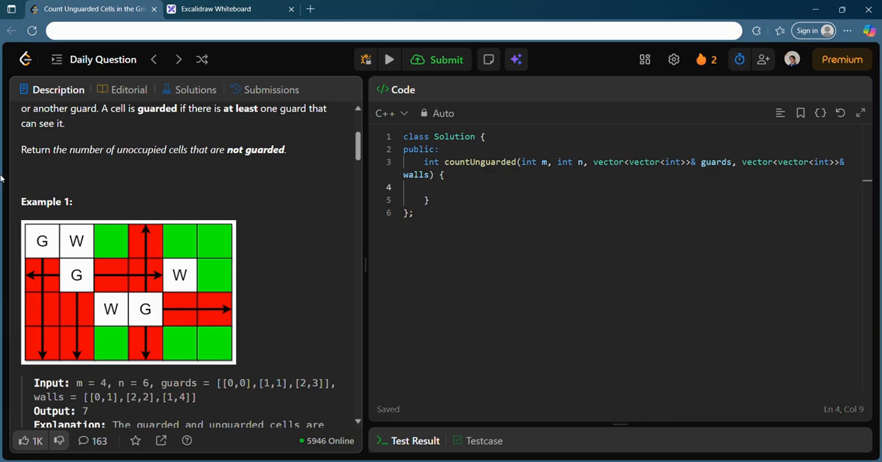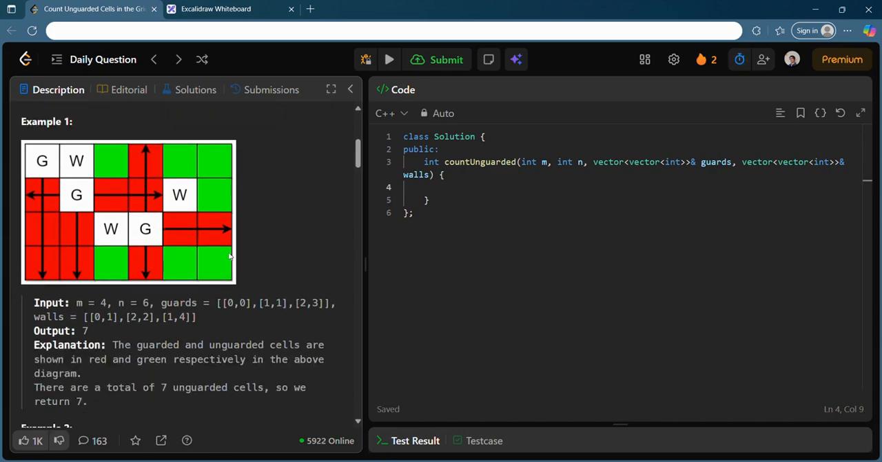So you see 0 comma 0, it means that at the 0th row and 0th column there is a guard, and 1 comma 1 and again 2 comma 3, it means that at row number 2 and column index number 3, you have a guard present. So it just gives you the coordinates of the guards and the coordinates of the walls, and it is told that the guard can see the cells in all of these four directions, vertically as well as horizontally. So in all of those four directions you can look.